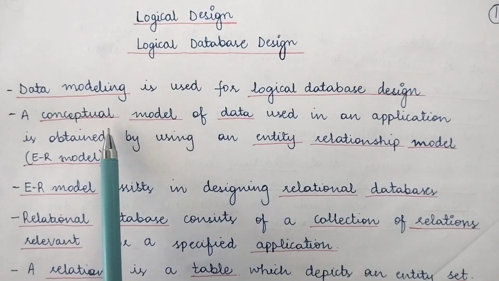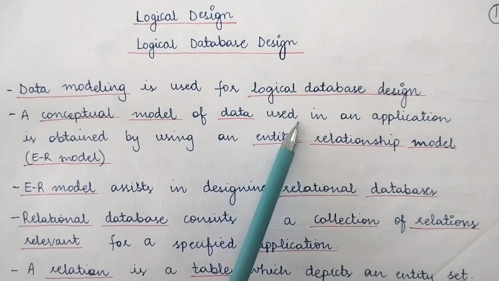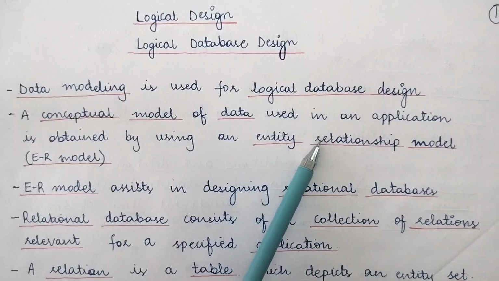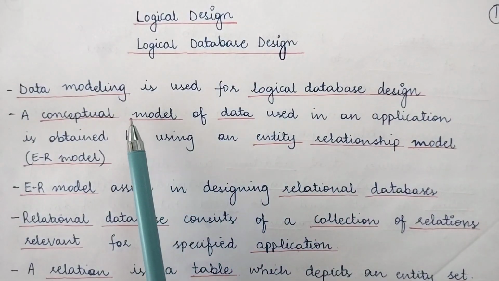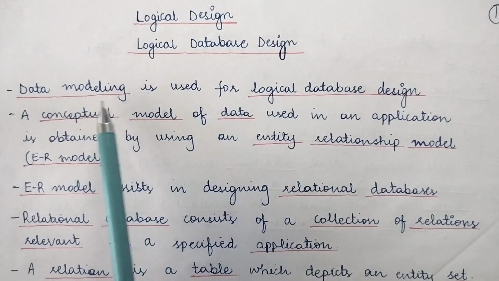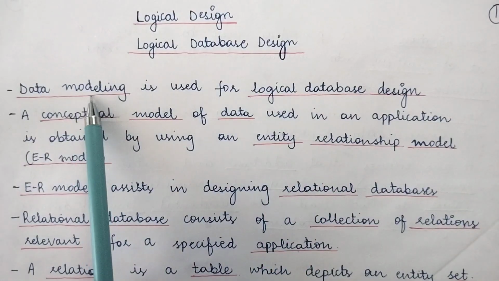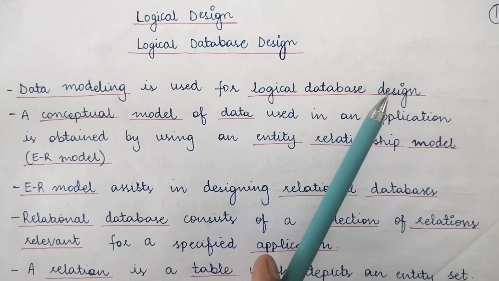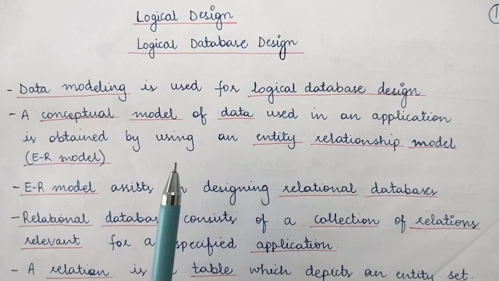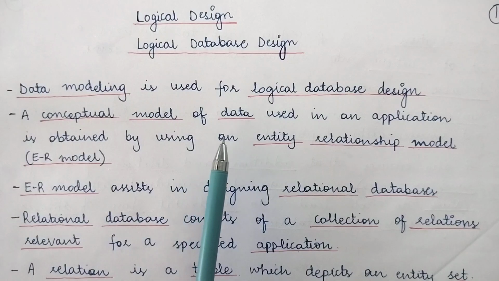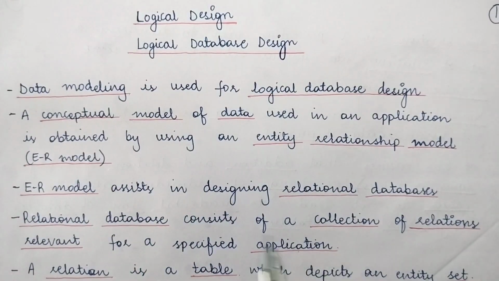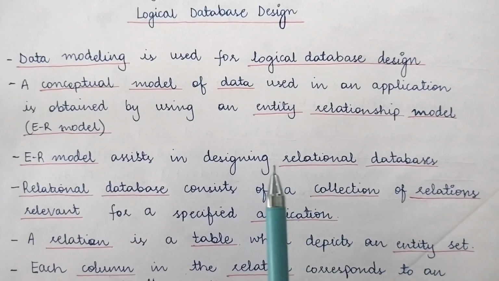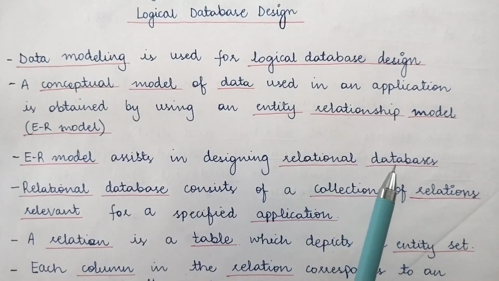So how do we get the conceptual data model? By using entity relationship models. We use the ER models or the entity relationship models for designing the database conceptually, and this ER model is your data modeling tool, which I told you is used for logical database design. So basically an ER model is used for the conceptual modeling of the database or for the logical design of the database. Now, ER models assist in designing relational databases.